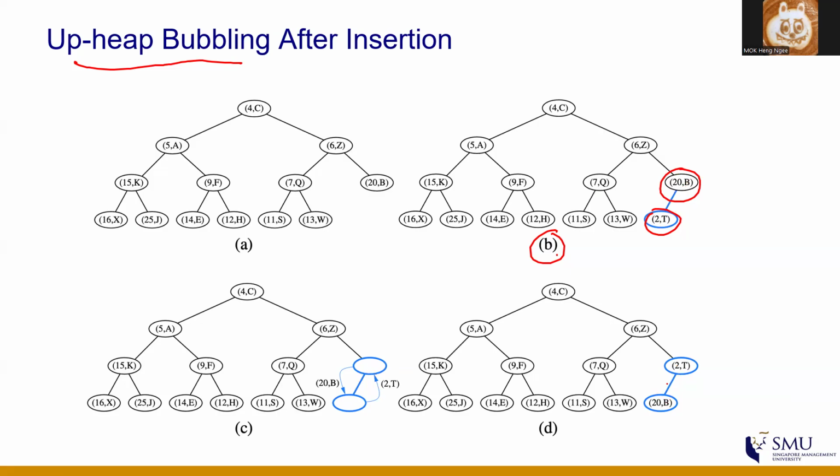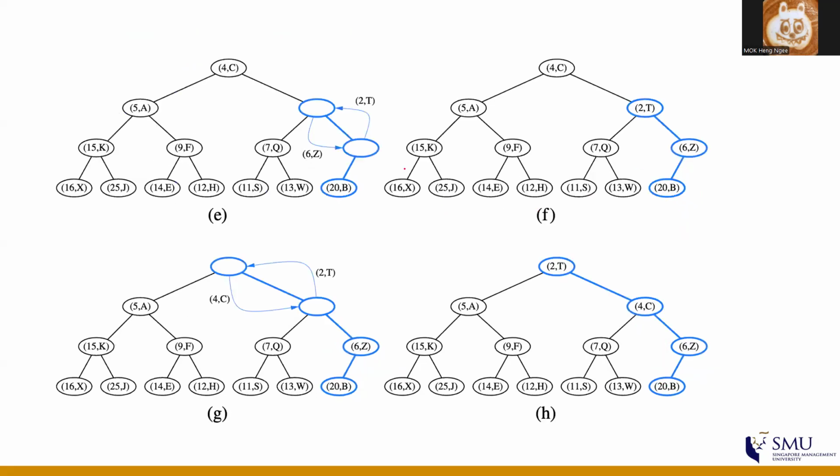Are we done? No, because this thing may still not be in the correct position. I need to ensure that the node number 2 is smaller than its parent, which is not the case. So I need to perform a swap with its parent, and I'll be looking at state F now. Again, is this done? No, not yet. I need to check that this is in the correct position. Is it smaller than its parent? No. Perform another swap, and this is the final state.